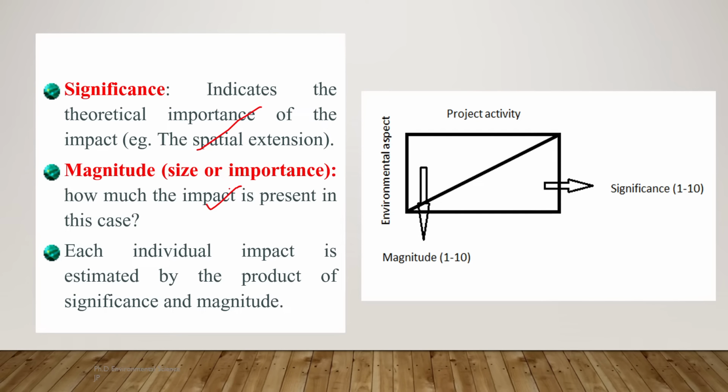For example, high levels of pollution would indicate a high magnitude. If we consider duration, the length of time the impact persists, long-lasting impacts are considered to have a higher magnitude. Now each individual impact will be estimated by the product of significance and magnitude. For example, for a particular project activity, if the magnitude is 5 and significance is 2, the product is 10, meaning the individual impact is 10 for that project activity.